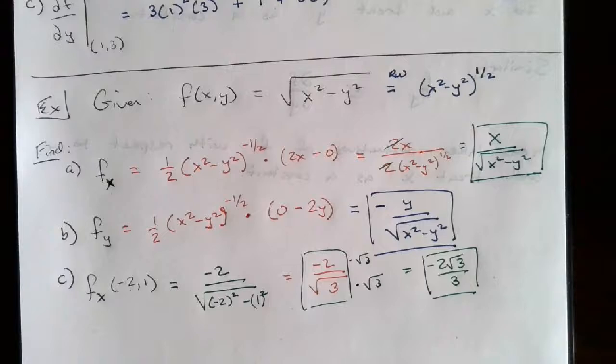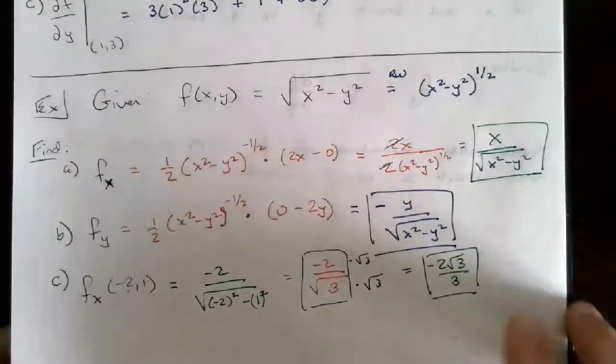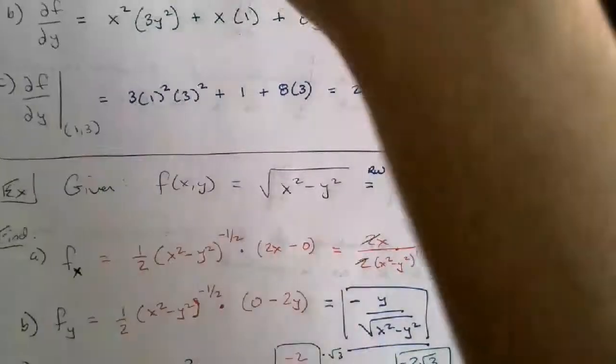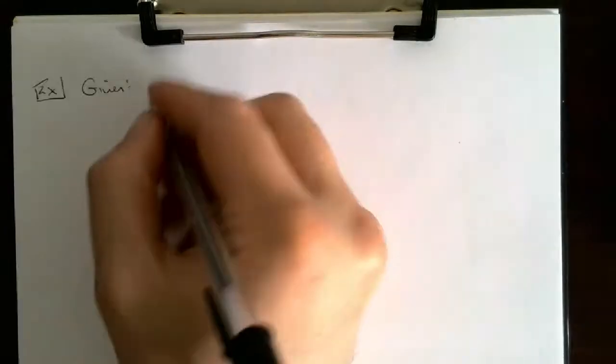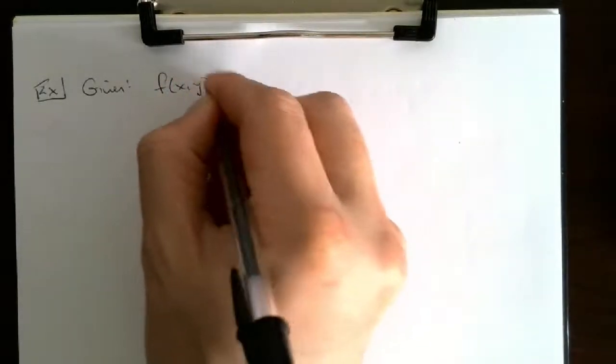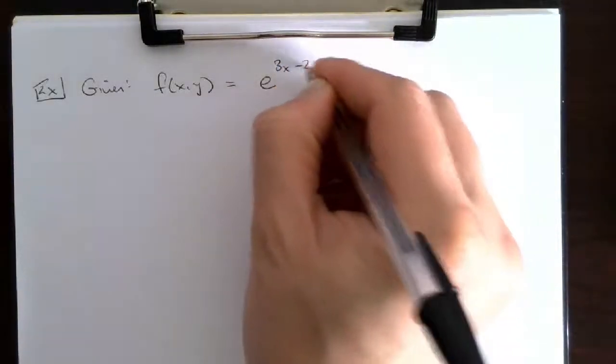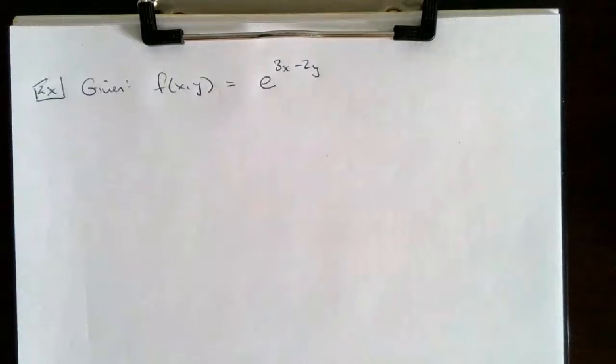Let's take a look at another example. So, all the rules that we've already learned, chain rule, product rule, quotient rule, all those still apply as we go through this. So for the next example, we're given f of x, y equals e to the 3x minus 2y power.